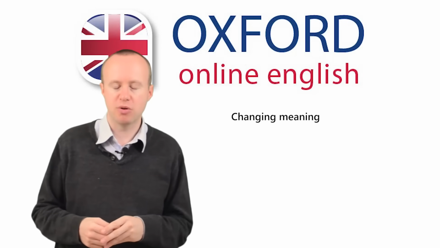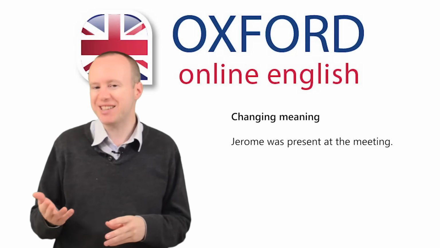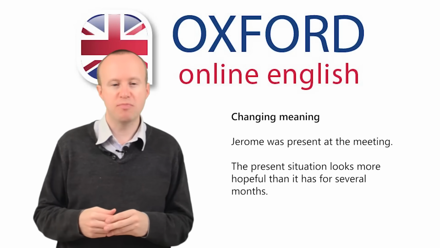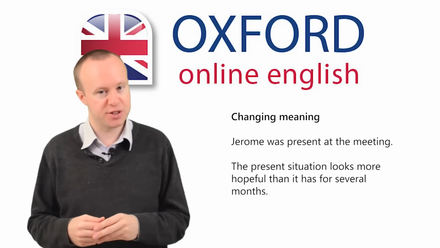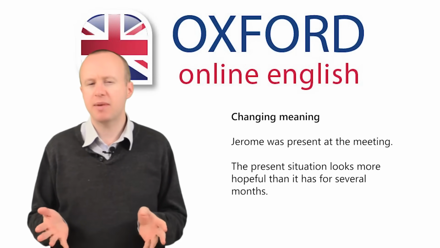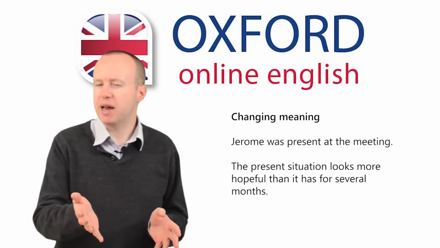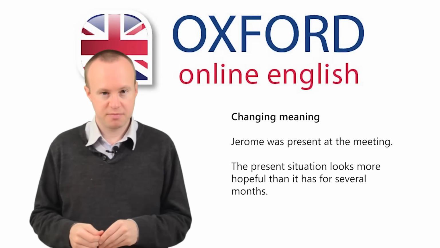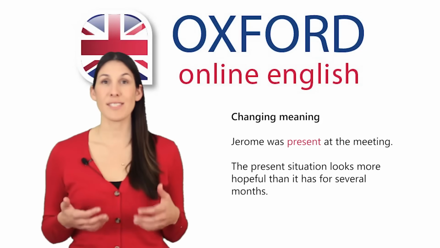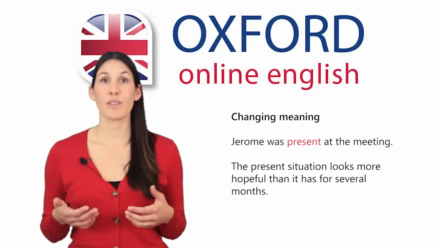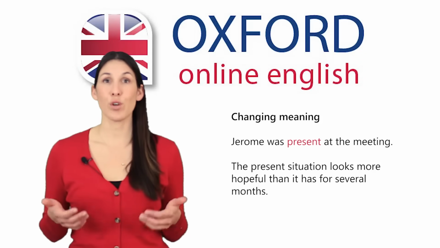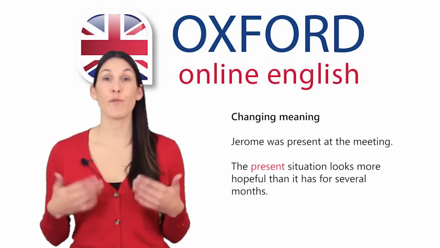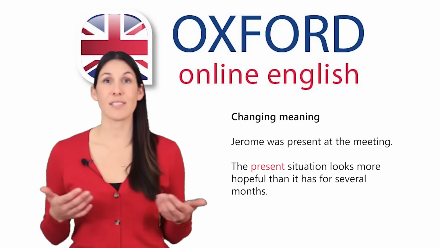Let's do another example. Jerome was present at the meeting. The present situation looks more hopeful than it has for several months. What about here? Can you explain the difference between these two uses of present? In the first sentence, present is used after the noun, with the linking verb. It means that Jerome was there. In the second sentence, present is used before the noun, and it means relating to now.